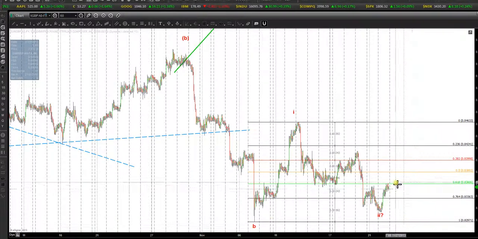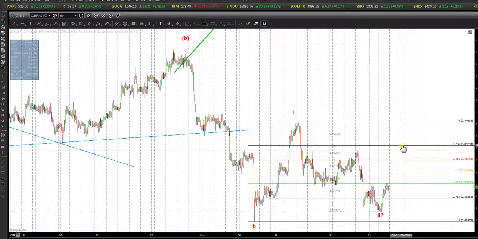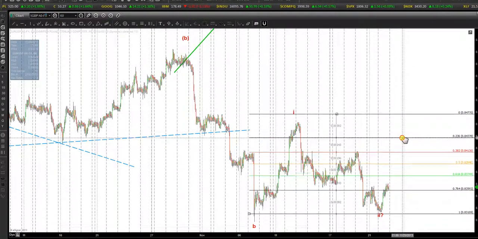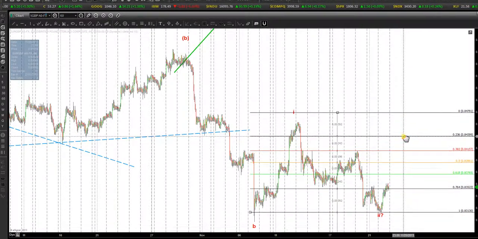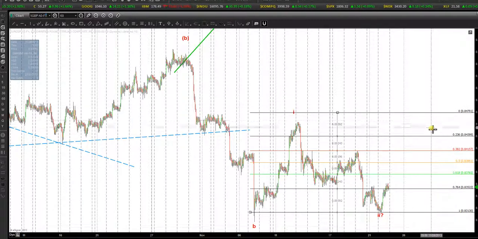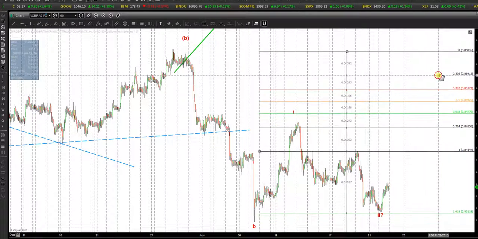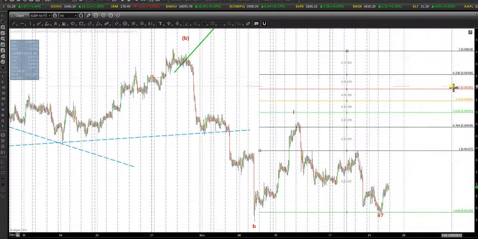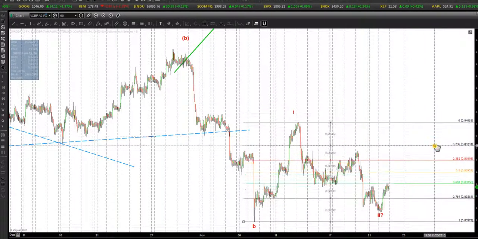So a good area to get long and place stops, and then our targets will be 100%, which should be 0.848, and 161.8%, which should be at 0.858. So you can do half and half at both those levels, but definitely looking for this pair to push higher.